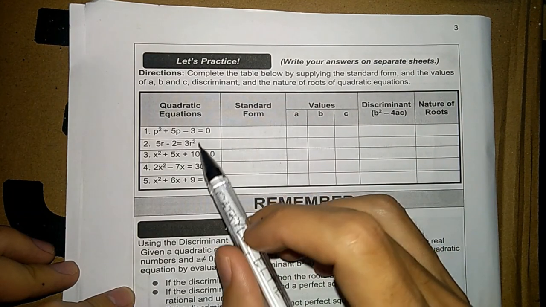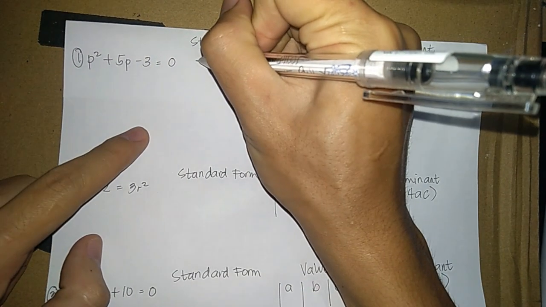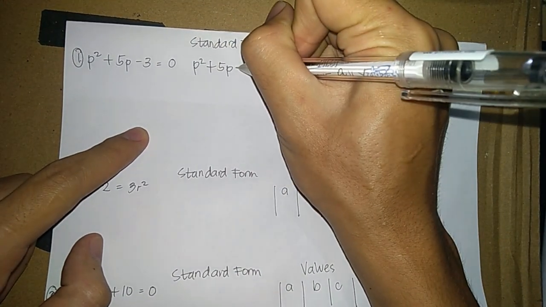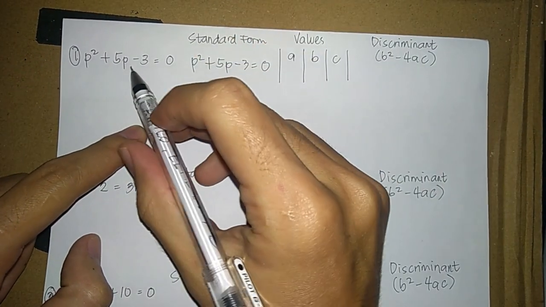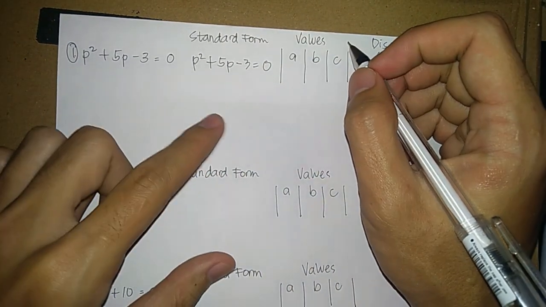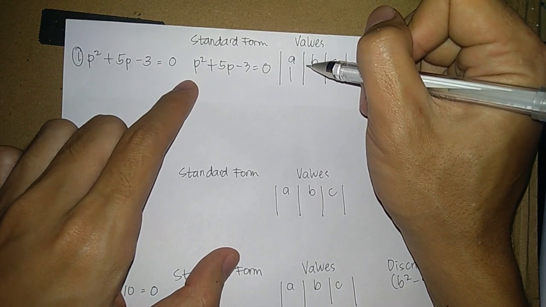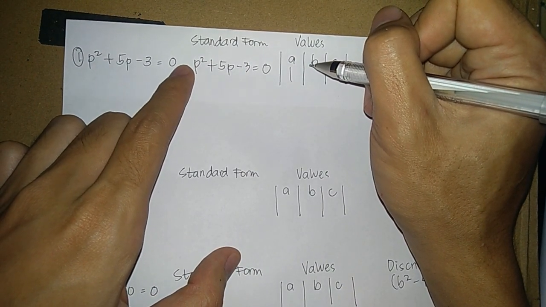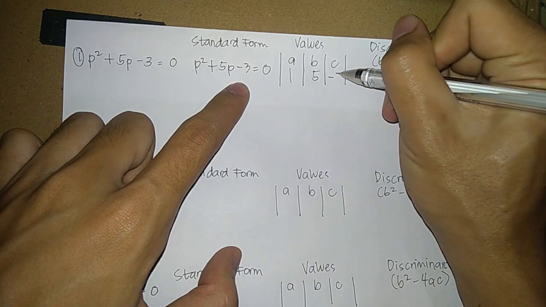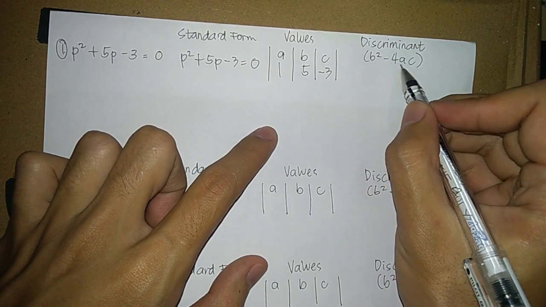Natin isolve itong mga exercises. So, start tayo sa question number 1. Gawin natin siyang standard form, which is p squared plus 5p minus 3 is equal to 0. Walang pinagkaiba kasi nauna yung p squared tsaka yung 5p minus 3 is equal to 0. So, hanapin natin yung values. A is 1 kasi yung p squared is may imaginary number 1. And then, ang value ng b is 5. And then, ang value ng c is negative 3. And then, hanapin natin yung discriminant using the formula b squared minus 4ac.